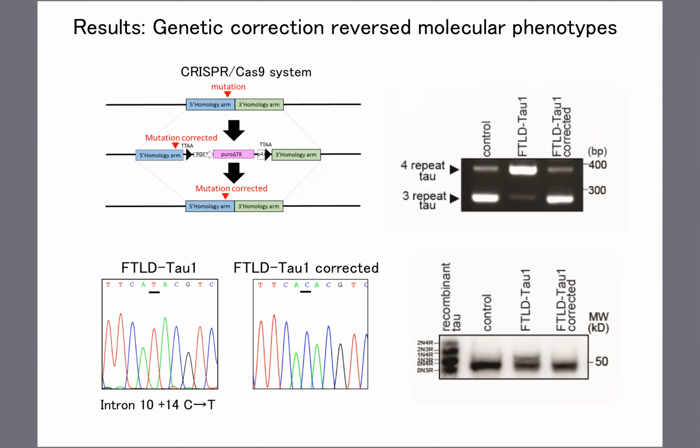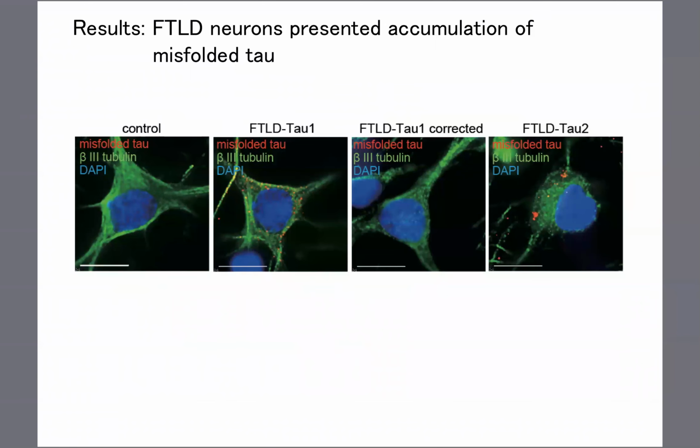FTLD neurons with the intron mutation showed increased 4-repeat tau expression compared with 3-repeat tau expression, as previously reported. Correction of the mutation normalizes the ratio at the RNA level and also at the protein level. FTLD neurons, with both intron mutation and exon mutation, have an accumulation of intracellular misfolded tau detected by immunohistochemical analysis using an anti-oligomeric tau antibody, TOC1. Some FTLD neurons exhibited typical misfolded tau puncta and dots, and control neurons, including the gene-corrected line, were mostly negative for misfolded tau puncta or dots.